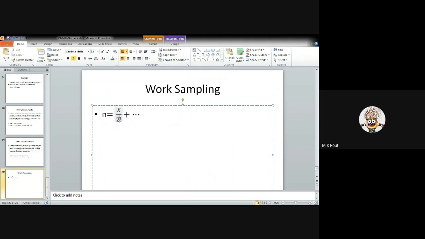This is x, sorry, this one is p, and this is small n. So under that, write down x stands for number of observations.